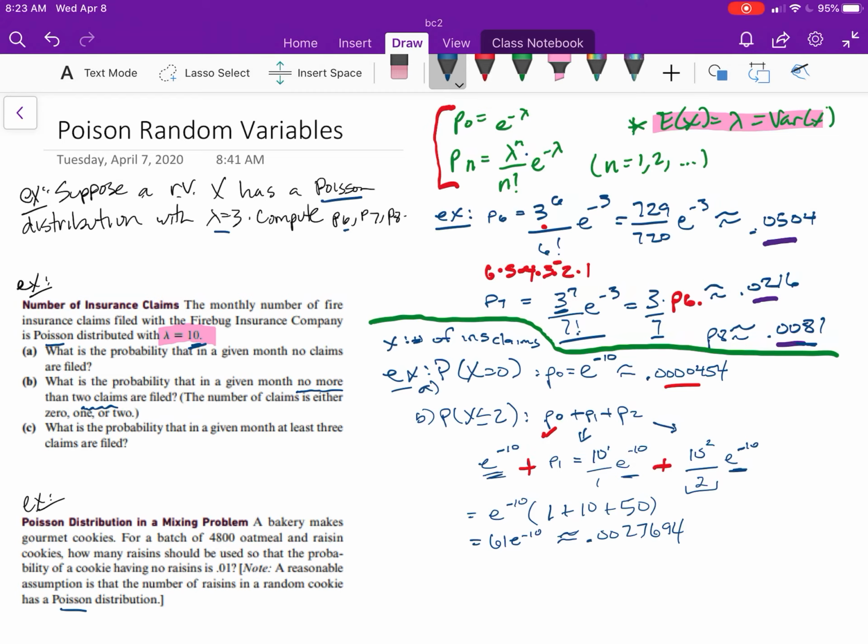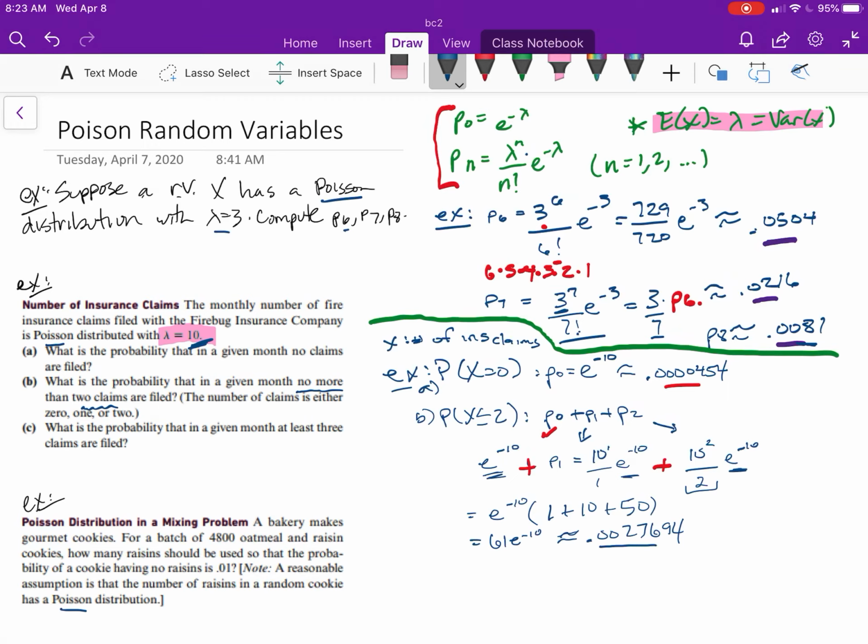Now remember, the mean was 10, right? These guys have a lot of insurance claims. Probably charging a huge premium, but anyways, if the mean is 10, it makes sense that the probability x less than or equal to 2 is quite small, right? Not even 1%, 0.02, so 0.2%.